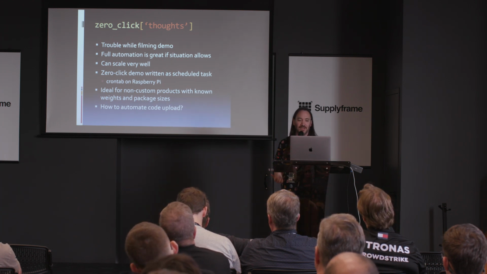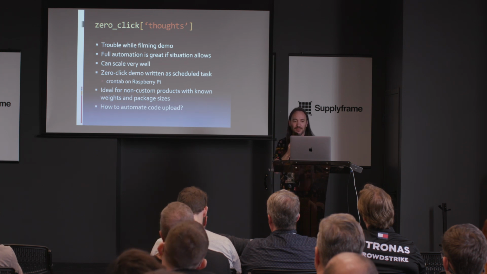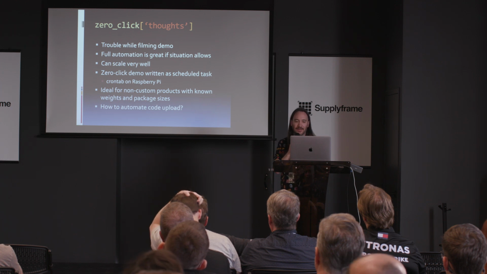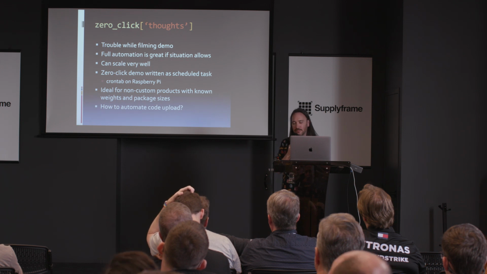So full automation is great if the situation allows it. It obviously can scale very well. I would run this on a cron tab on the Raspberry Pi, and it's ideal for non-custom products and known weights and package sizes. But how would you automate the code upload? Maybe that's not too easy, but at least you could do the label part.